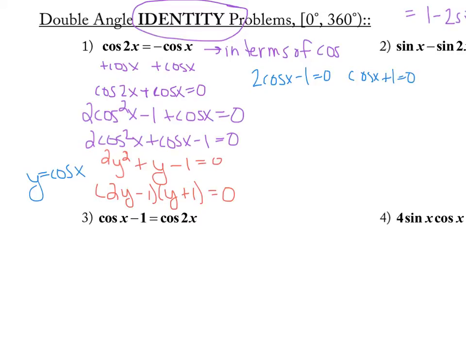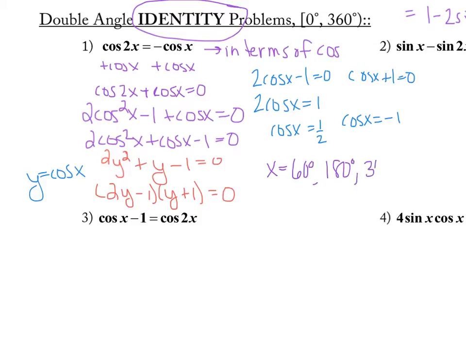Okay. So this is bringing back what you guys did last week. 2 cosine x equals 1, cosine x equals 1/2, and cosine x equals negative 1. So you ask yourself, where does cosine of x equal 1/2 and negative 1? In between the interval of 0 to 360. So we have 60 degrees, 180 degrees, and 300 degrees. So this is the same process as last week. It's just to start off the problem, you have to make a substitution. Other than that, everything else is the same.